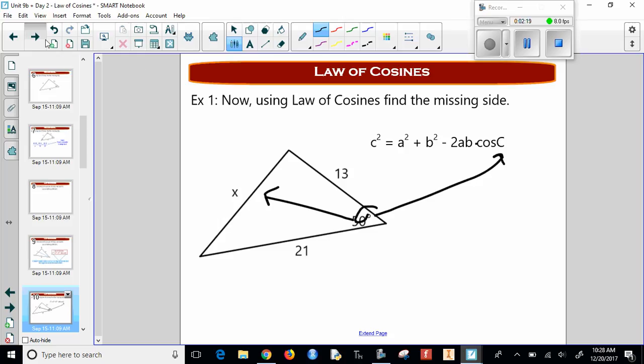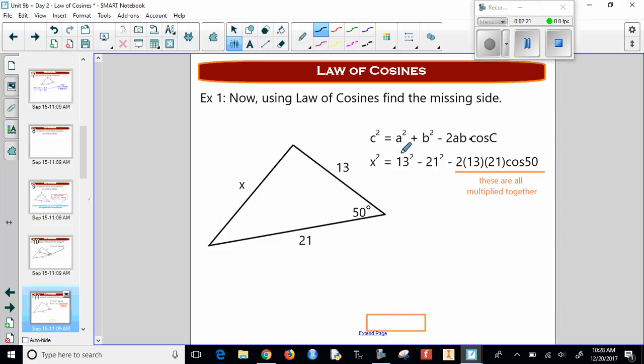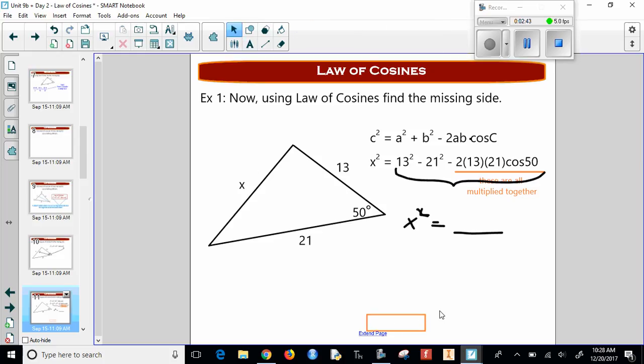So when we fill this in, we have 13 and 21. All of this, because, think of order of operations, all of these are just multiplied together. Actually, what I would do, if you have a TI calculator, is put this whole mess in your calculator all at once, and then you'll have x squared equals some value. And then when you square root it, you should get the answer of 16.09.